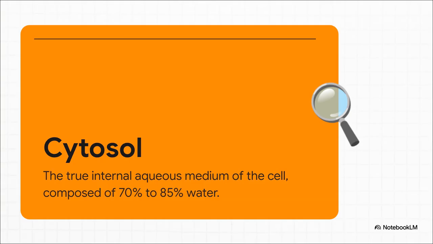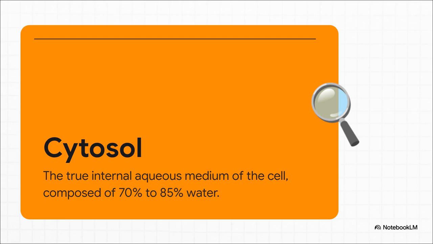Before we can start building the structures of our microscopic city, we really need to understand the environment they sit in. Now, there's a super common misconception we need to clear up right out of the gate. People often use the words cytosol and cytoplasm interchangeably, but they are definitely not the same thing. The cytoplasm is basically everything from the nucleus all the way out to the cellular membrane. It includes all those tiny organs, the organelles. But the cytosol, that is the true internal aqueous medium.